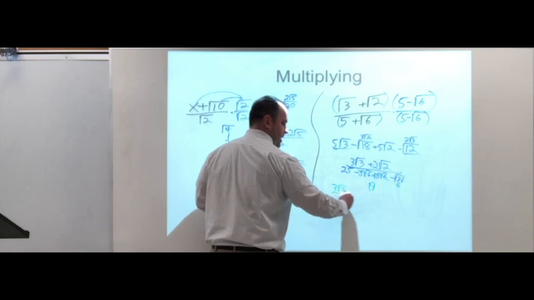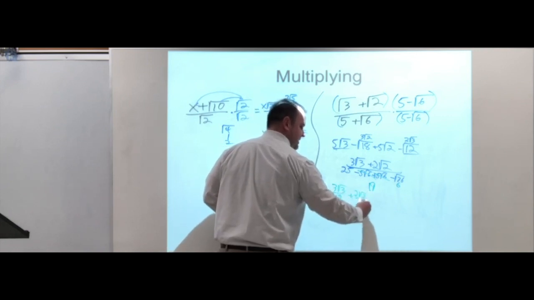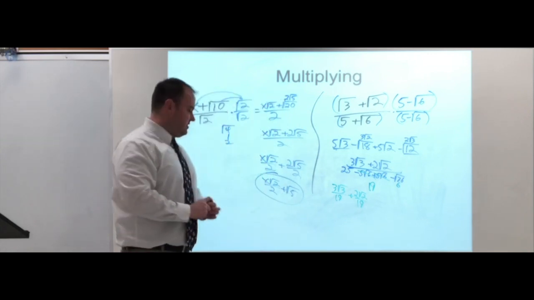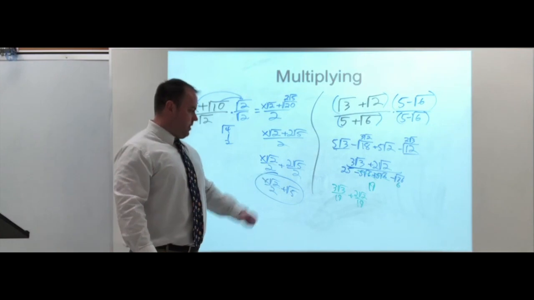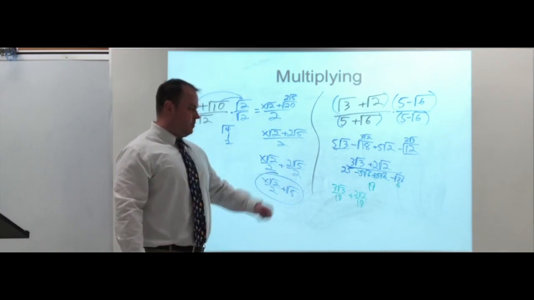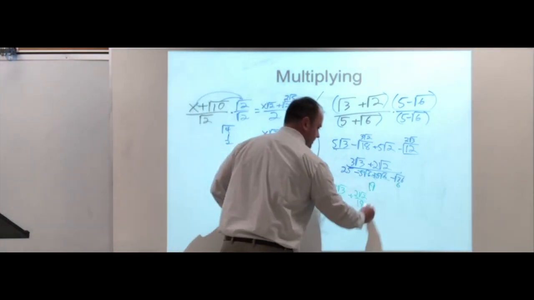3 square root of 3 over 19 plus 2 square root of 2 over 19. I'm writing it as two small fractions to see if anything can simplify. Unfortunately, nothing can. 3 over 19, that stays the way it is. 2 over 19, that stays the way it is. Okay, so here's our final answer.